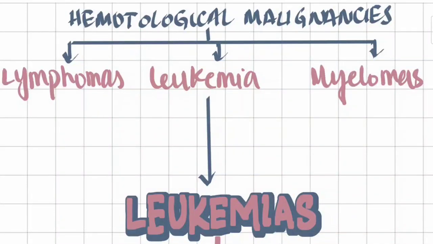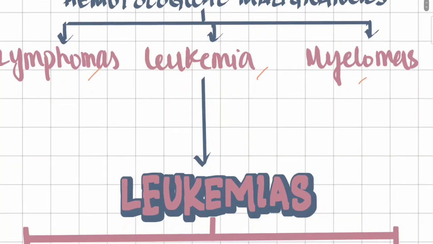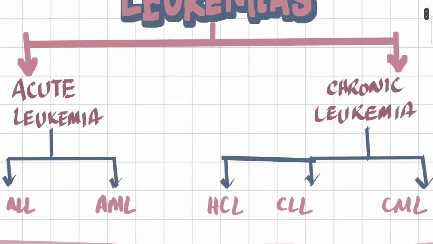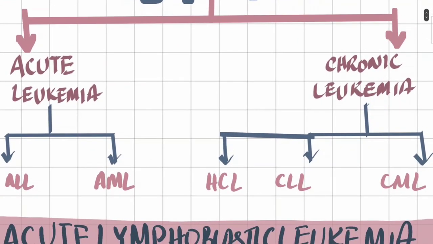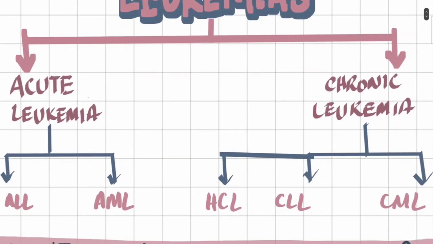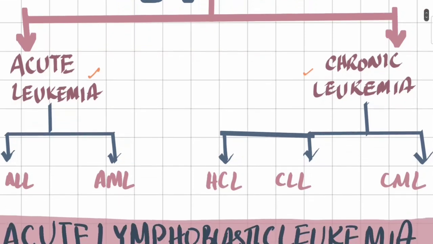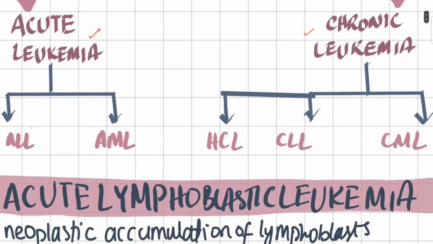Going to talk about leukemias. So in hematological malignancies, we have lymphomas, leukemias, and myelomas, and now we talk about leukemias. It's the first. We have two types of leukemias. There is going to be acute leukemia and chronic leukemias. Under acute leukemias, we have acute lymphoblastic leukemia and acute myeloid leukemia. And under chronic leukemia, we have hairy cell leukemia, chronic lymphocytic leukemia, and chronic myeloid leukemia.